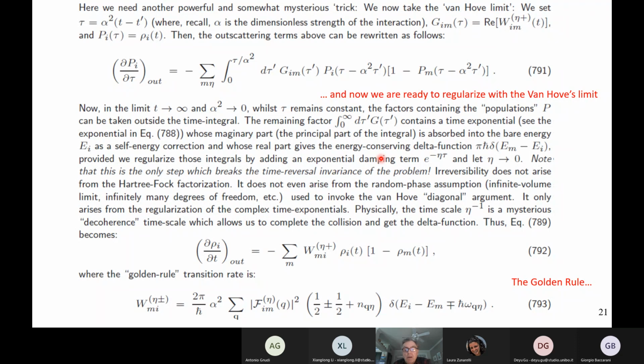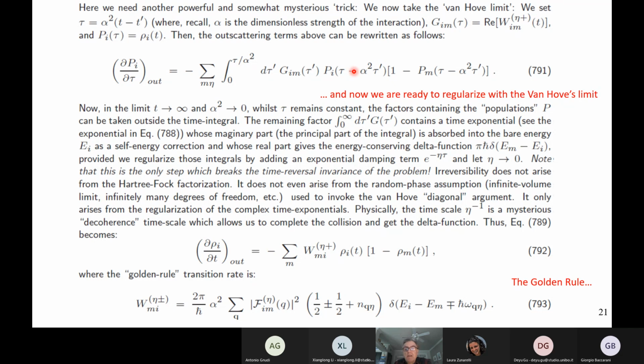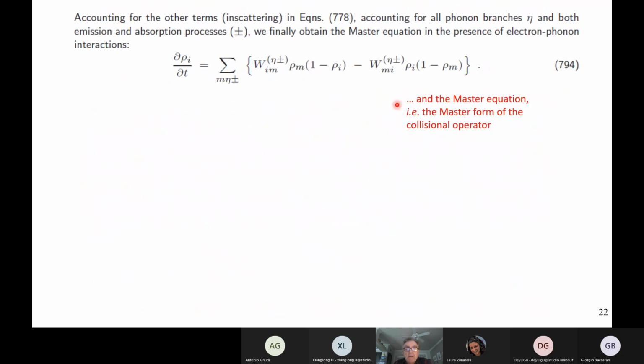mysterious object. So we can derive, and that's why I use the word derive in quotes, the master form of the collisional operator for the Boltzmann equation only by having made this disappointing mathematical trick, a regularization of an integral and then taking the Van Hove limit. So this remains the main mystery, and I do not have a solution, of course. I wish I had.